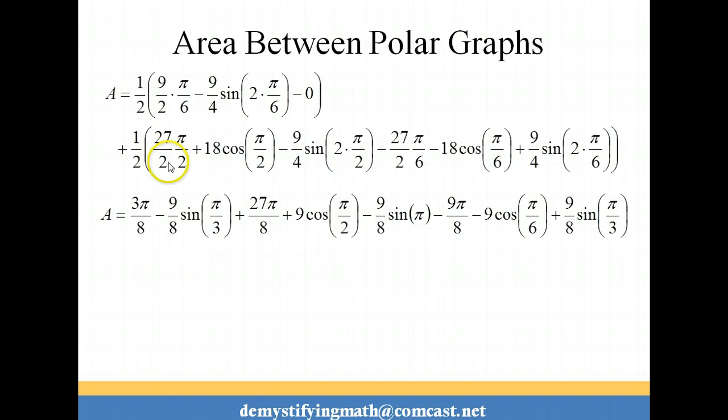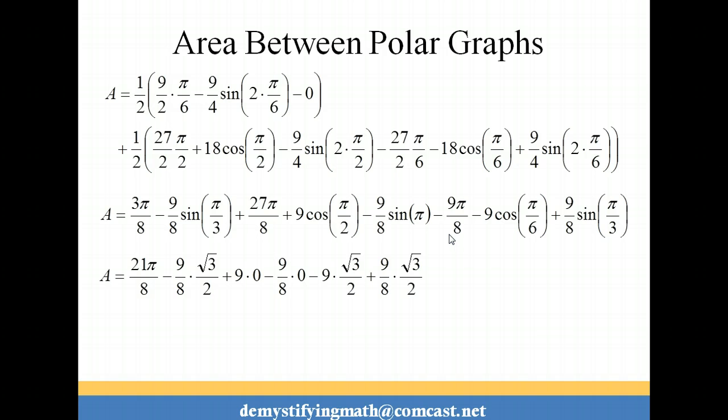Then I'm going to add 1/2 of the 27/2 times pi over 2, which simplifies down to 27 pi over 8. Then we're going to take 1/2 of the 18, which gives us 9, and cosine of pi over 2. And the 1/2 distributed to the 9/4 is 9/8. Crossing out the 2's, we get pi. For this term, we're going to get 27 pi over 2 times 2 times 6, which simplifies down to 9 pi over 8. And then for the next one, we have 1/2 times the 18, which is 9 cosine pi over 6. And our last term is 1/2 times 9/4, which gives us 9/8, and our angle simplifies down to pi over 3.